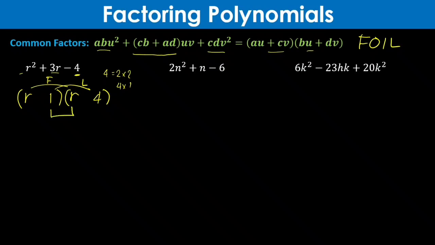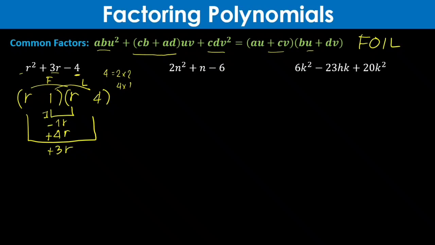Now next is the inner of the FOIL, the I of the FOIL. So 1 times r is 1r. And then 4 times r is 4r. Now we have to make sure that if we add this, the result will be the middle term, which is 3r. That means to get this result plus 3r, our 4r must be positive and minus 1r is negative.